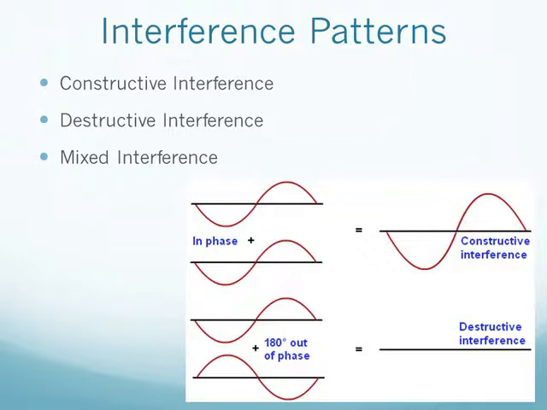And lastly, you have mixed interference, which is when you have multiple waves combining at different phases, and this will give you a varied resulting wave.